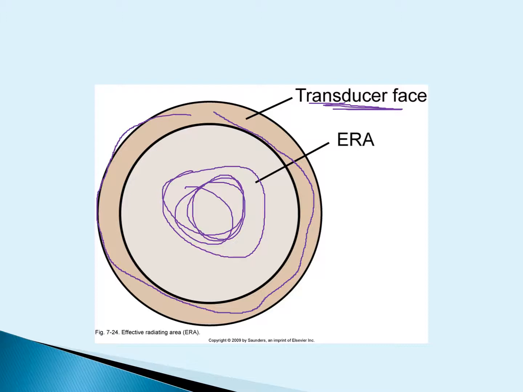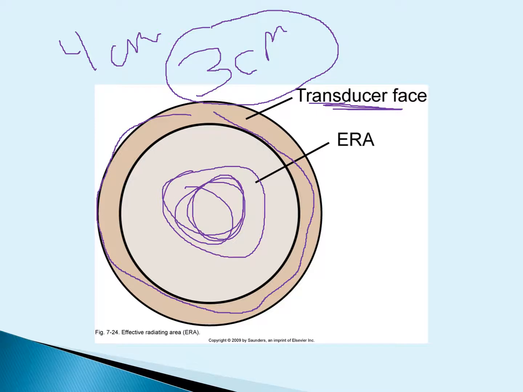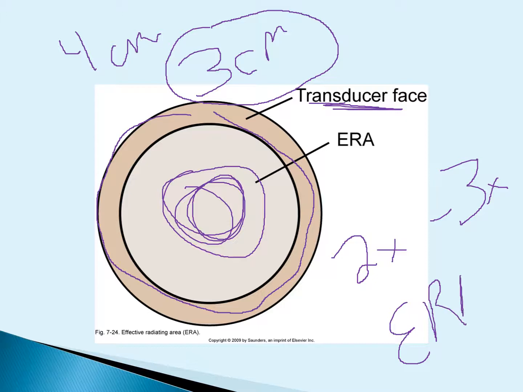So if we have a 4 centimeter total sound head, and that 4 centimeter sound head only has a 3 centimeter ERA, that means only that 3 centimeters is conducting the energy into the human body. And we're going to talk about this upcoming: you can treat an area 2 to 3 times your ERA. Meaning in this example with the 3 centimeter ERA, we could treat an area anywhere from 6 to 9 centimeters squared. Anything greater than that, we may need a larger sound head or we may need to increase the area.